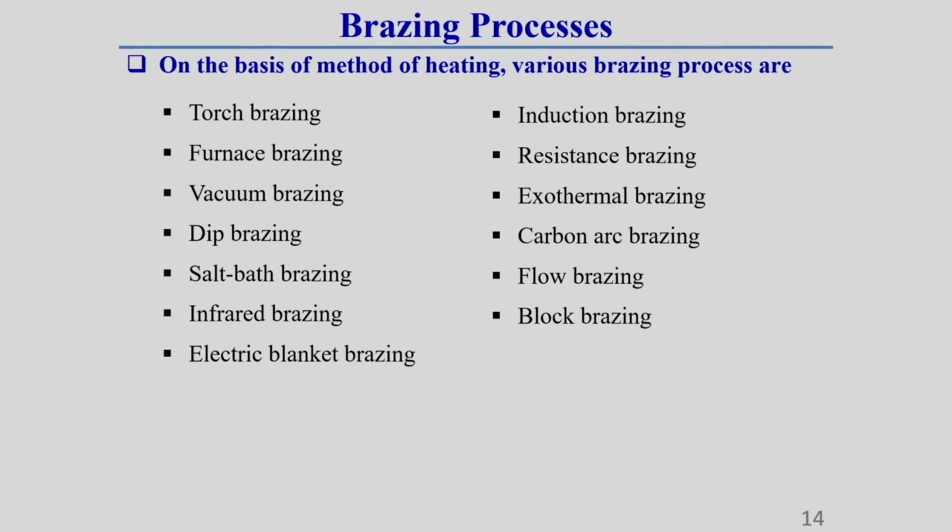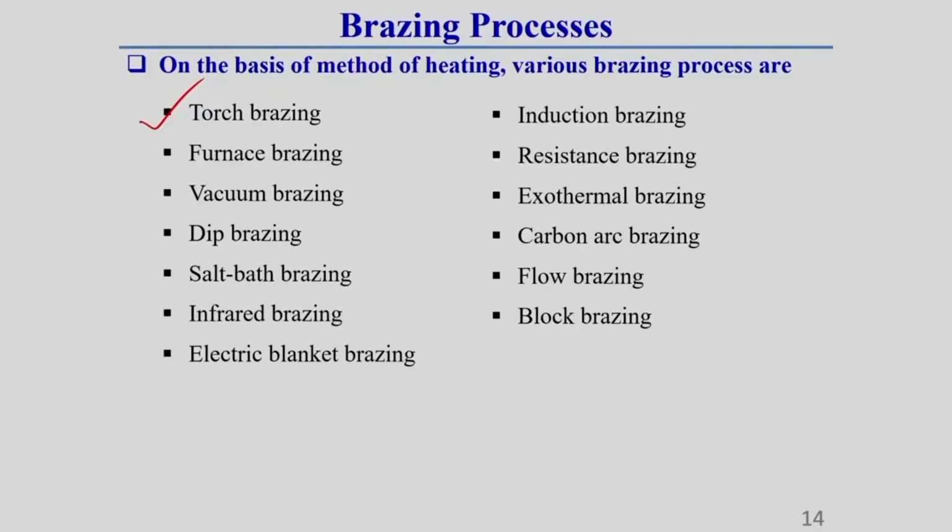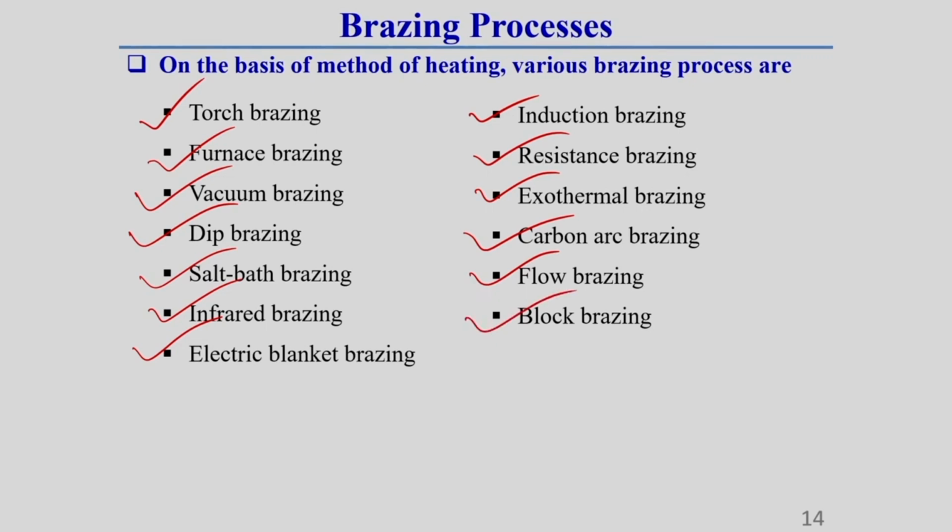Now, I will discuss different types of brazing process. So, depending upon the heat source or heating of the component, brazing can be categorized into different types of categories, like it can be torch brazing. Here I am showing around 13-14 different categories of brazing process. It can be torch brazing, furnace brazing, vacuum brazing, dip brazing, salt bath brazing, infrared brazing, electric blanket brazing, induction brazing, resistance brazing, exothermic brazing, carbon arc brazing, flow brazing and block brazing. So, these are the commonly used brazing processes based on method of heating actually.